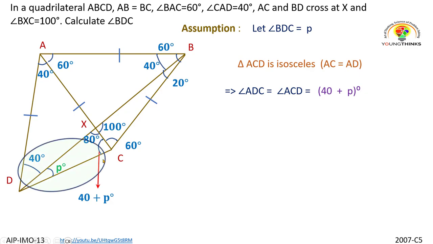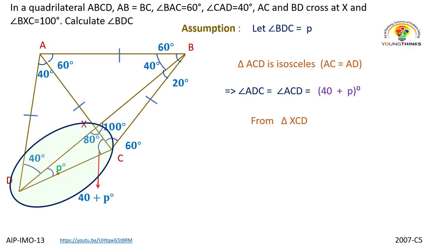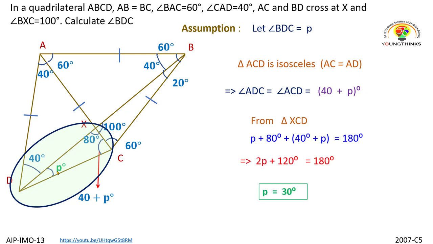Now, if you look at this triangle, which is highlighted here, the sum of 80 plus 40 plus P plus another P is going to be 180 degrees, which gets you an equation. Upon solving that equation, the value of P is going to be 30 degrees, and that is the answer of the question. Find the value of angle BDC, which is 30 degrees.